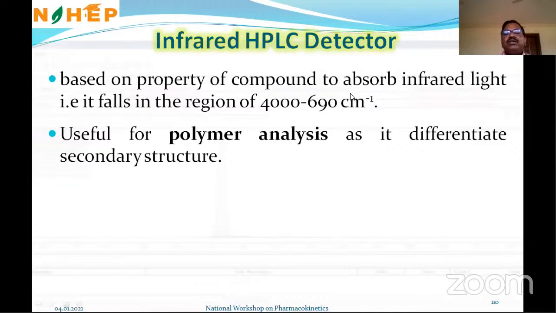Next, infrared HPLC detectors. These are based on the property of compounds to absorb infrared light, in the region of 4,000 to 6,000 centimeters to the minus 1. This is useful for polymer analysis as it differentiates secondary structures.